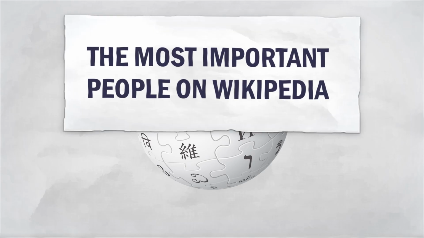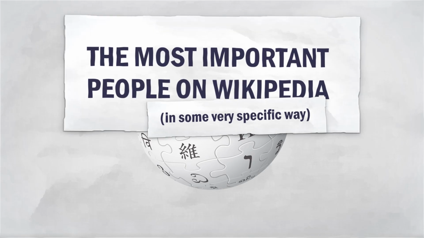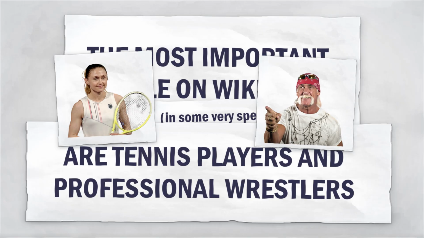The most important people on Wikipedia, in some very specific way, are tennis players and professional wrestlers.